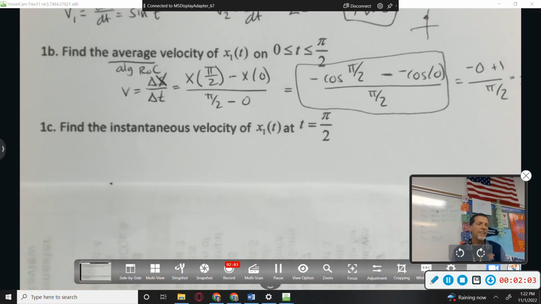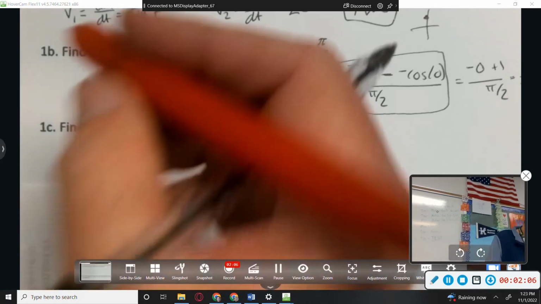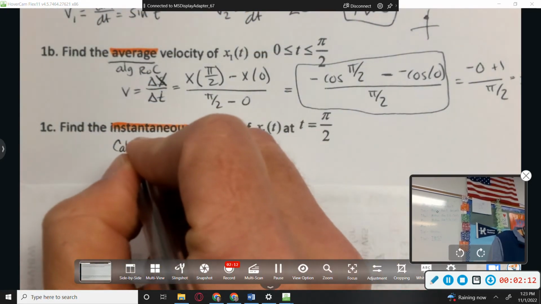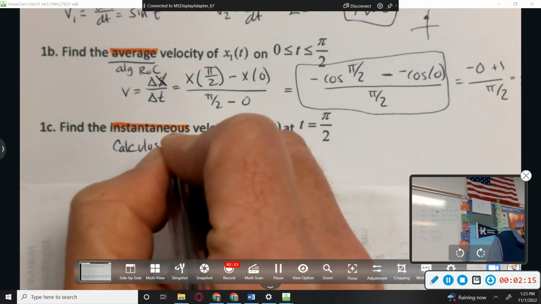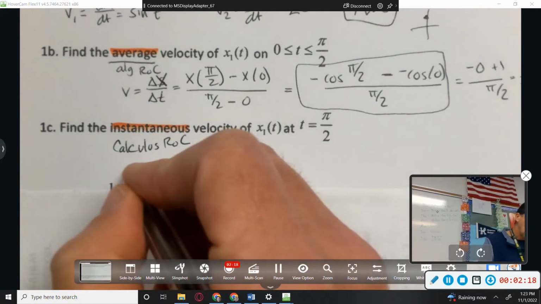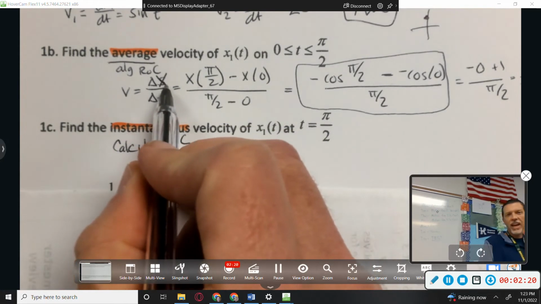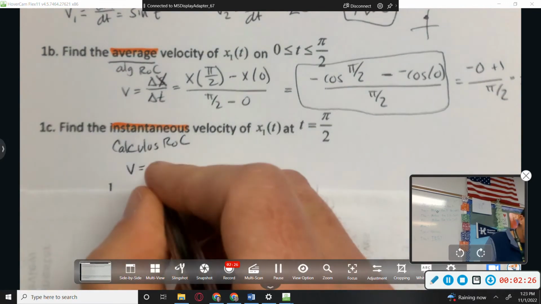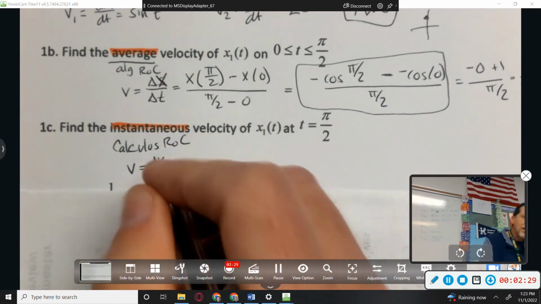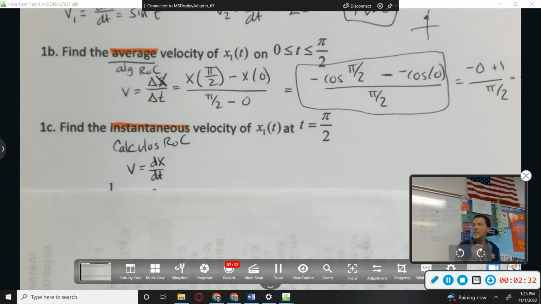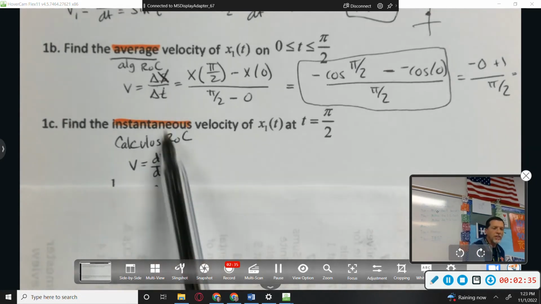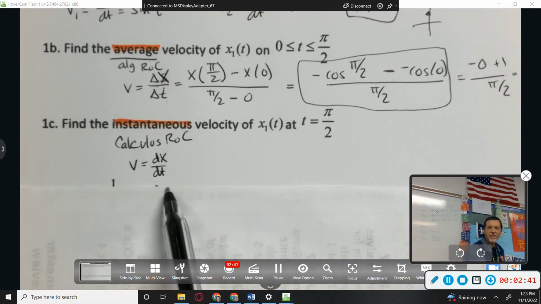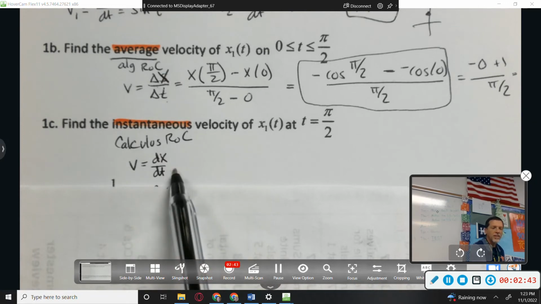All right, 1c, find the instantaneous velocity. Average versus instantaneous. Instantaneous makes me think calculus rate of change, calculus slope. So instead of delta x over delta t, that's a finite difference, we want dx dt, a small difference, so a derivative. So I don't know that we've looked at those that closely before. Change in x over change in time versus dx dt. This is algebra, this is calculus.